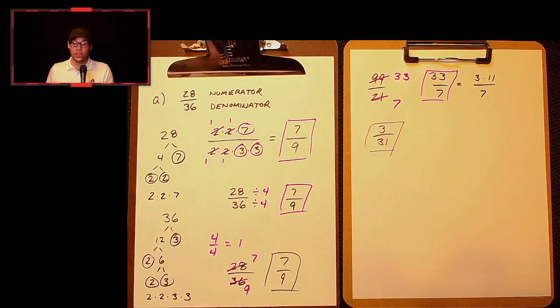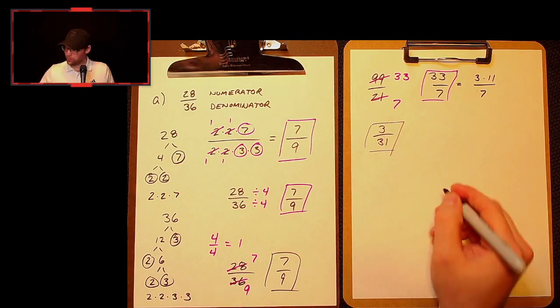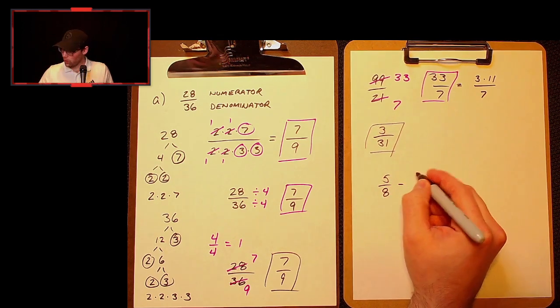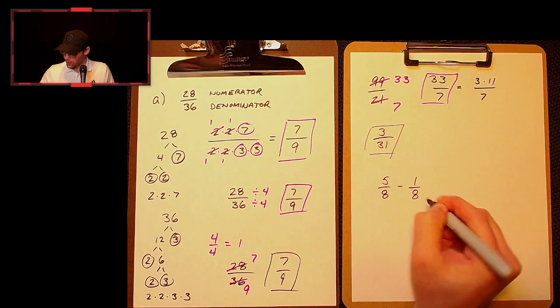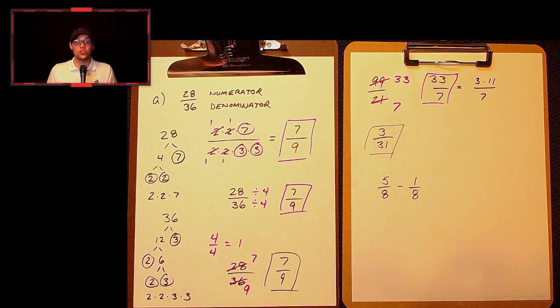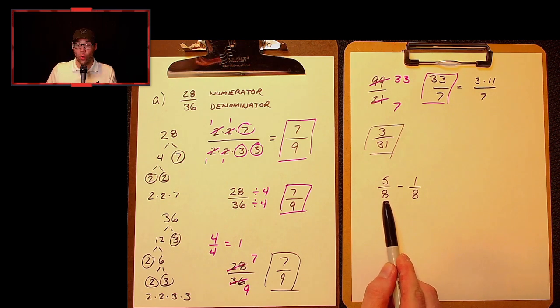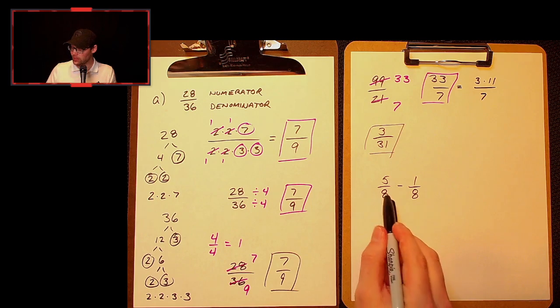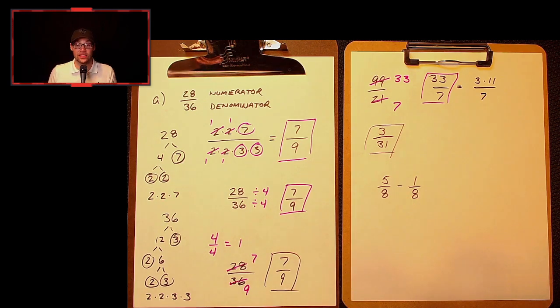So what we can do here is write our problem. 5 over 8 minus 1 over 8. In order for us to add or subtract fractions, we must have a common denominator. In other words, what number, or even factors or variables, because it will be more than that coming up later in this class, has to be the exact same thing.